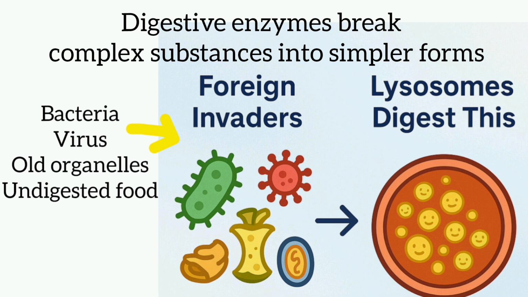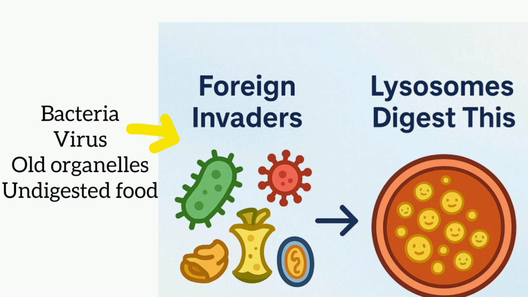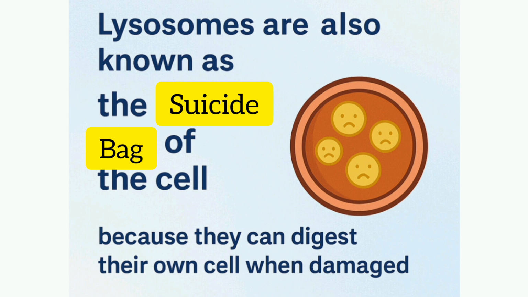Sometimes when the cell is badly damaged or not working, the lysosomes burst and their enzymes digest the entire cell. That is why they are also called the suicidal bags of the cell. That is, when the cell is not in a working condition, when the cell is in a damaged condition, the lysosome digests the entire cell using the digestive enzymes in it. So it is called the suicidal bags of the cell.